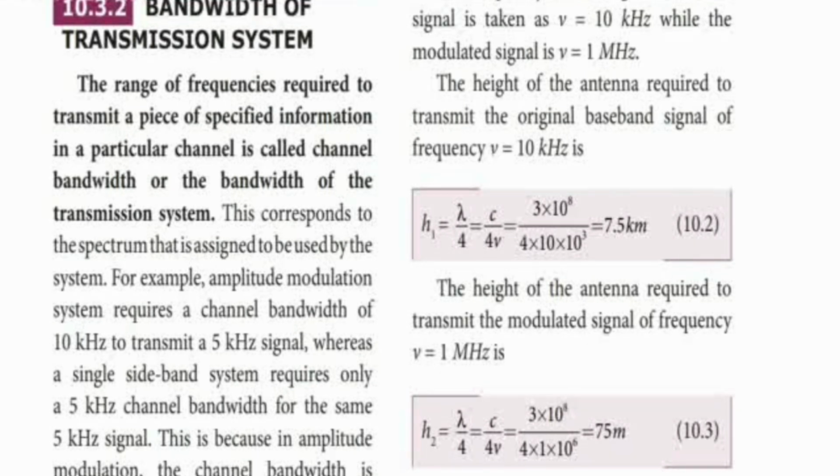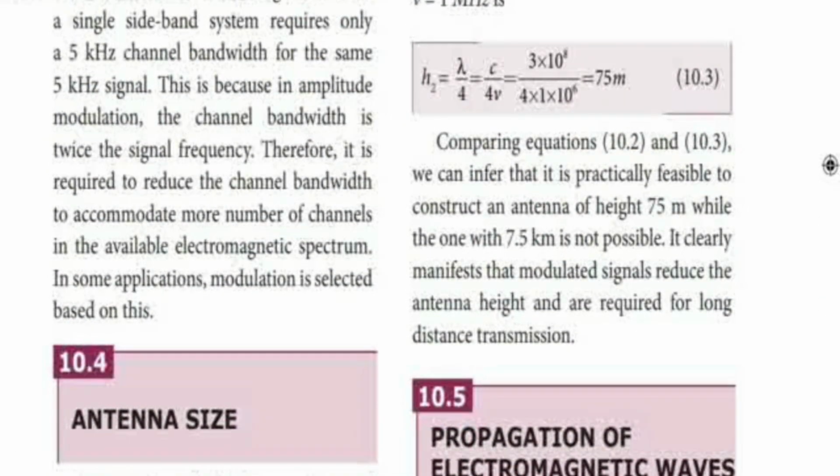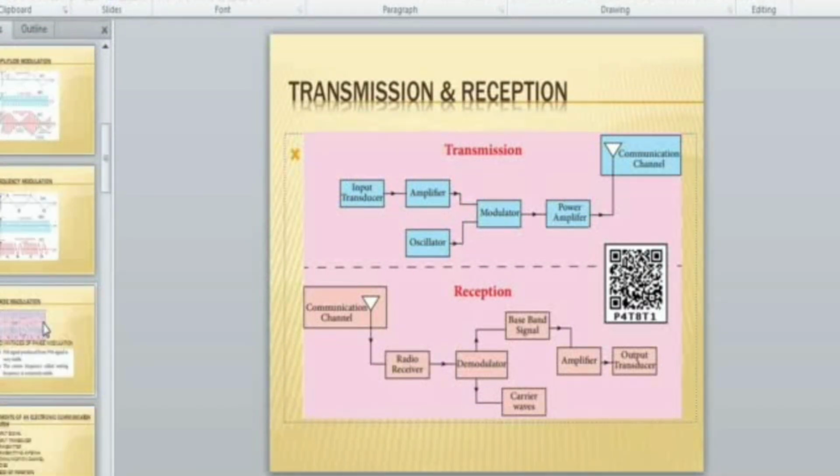In that, the particular frequency width, that is, the bandwidth given to one particular channel, is called the channel width. So suppose you can see that 5 kilohertz is the channel width, and it is transmitted in 10 kilohertz. That means, we say 5 kilohertz, but when it is transmitted it becomes 10 kilohertz.